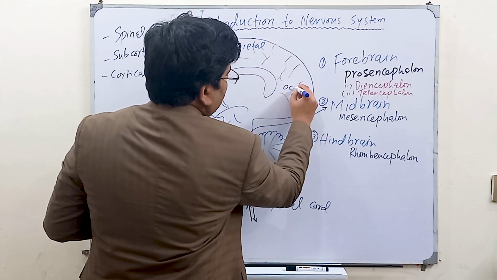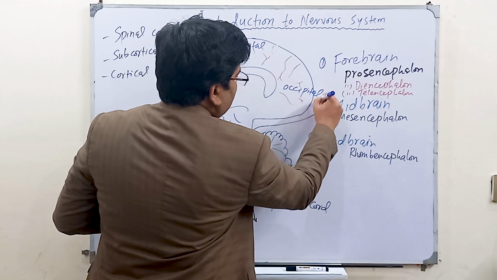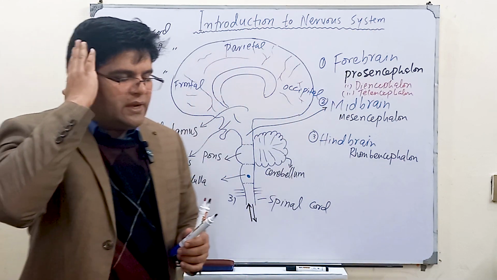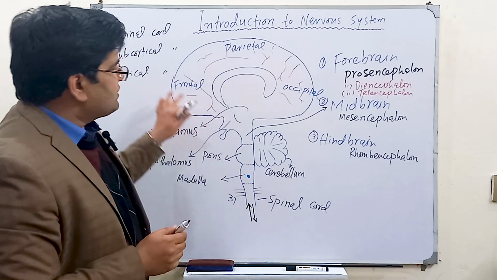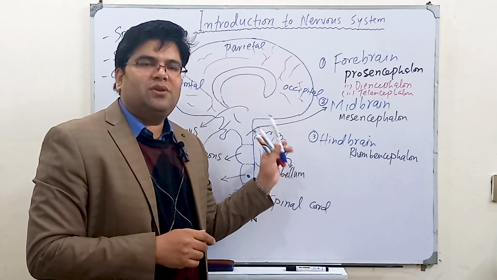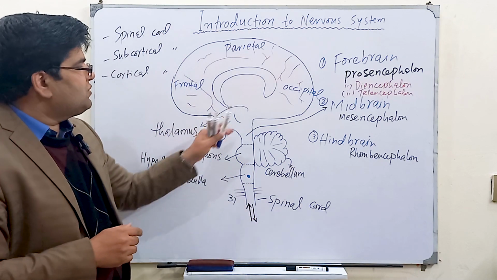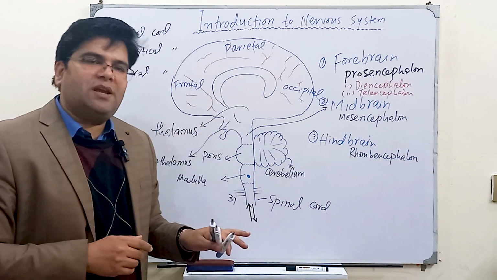We have occipital lobe, and on the temporal side, on the lateral side, there is temporal lobe. Because this is the mid-sagittal section, and you are looking at the medial side of the brain, I am not able to show you the temporal side.